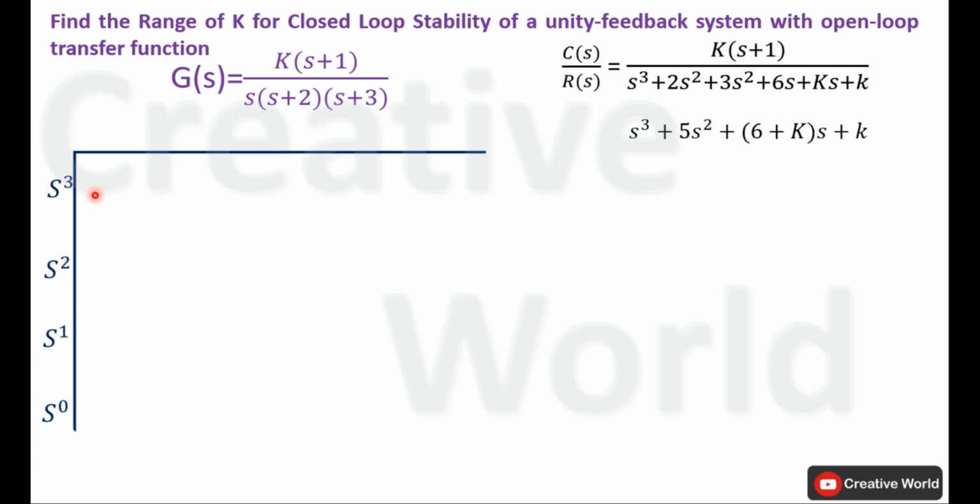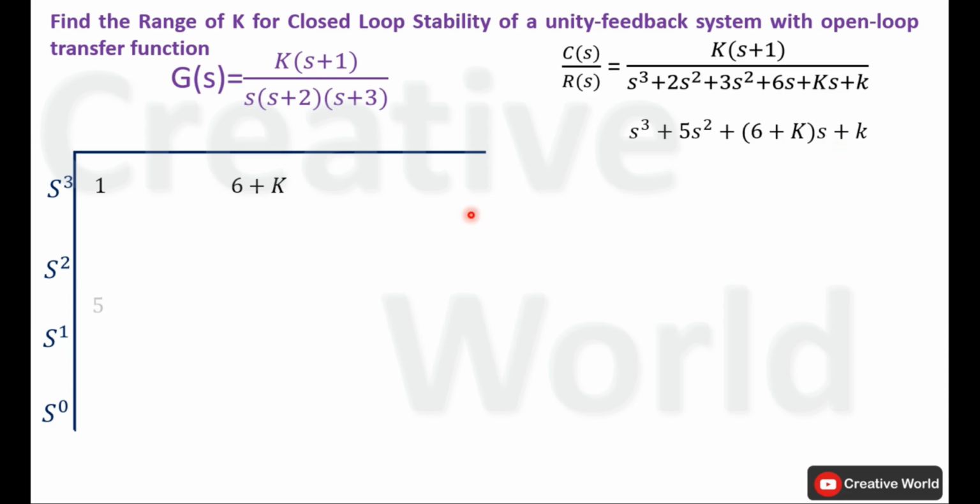So the first entry inside this array will be 1, because s cube has 1 as its coefficient. The second entry will be 6 plus k, and it is placed inside this row because it is with s power 1, and 1 is odd. So it is along with the s that has an odd power.